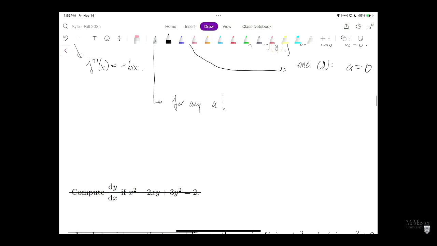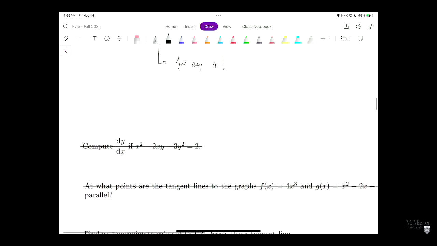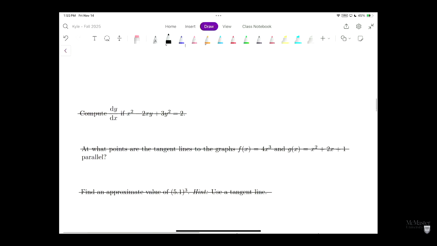All right, let's keep going. Let's skip over these ones. I put them in there anyways if you want to take a look.